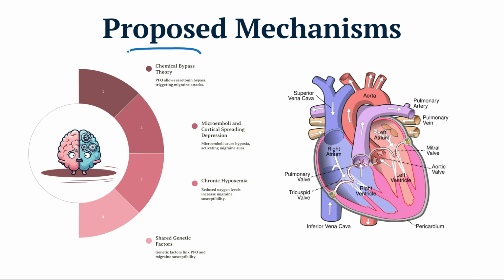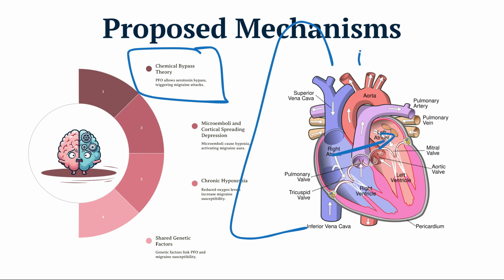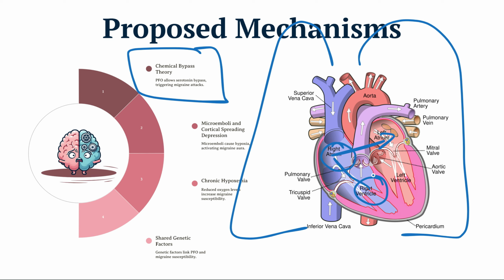The first is the chemical bypass theory. Normally, the lungs will filter out certain chemicals from the blood. However, in patients with PFO, some blood can bypass the lungs. We can avoid going into the pulmonary artery, right? So blood goes from the right atrium to the right ventricle, into the pulmonary artery, into the lungs, gets oxygenated, and goes back through the pulmonary veins here into the left atrium. Now, certain chemicals in our venous system can avoid the lungs entirely, so the lungs will not be able to process certain chemicals in patients with PFO.